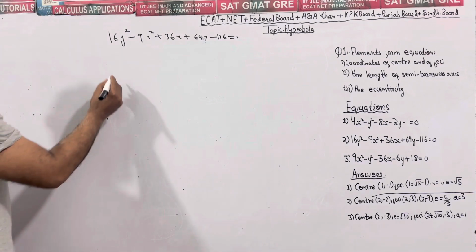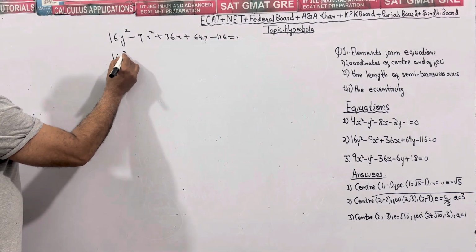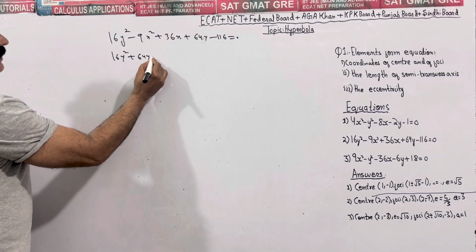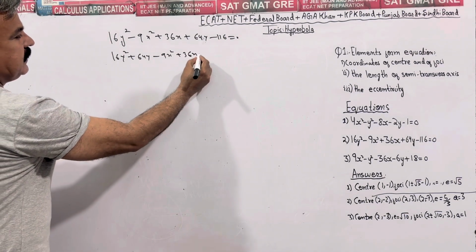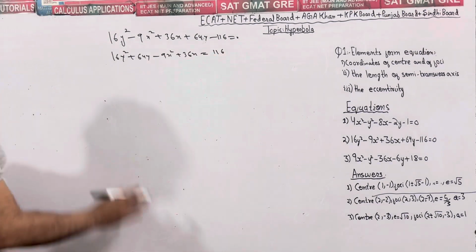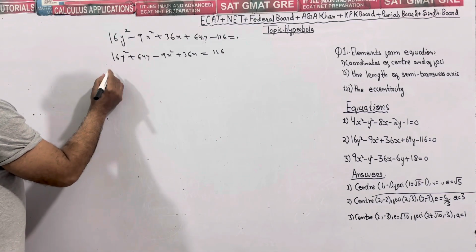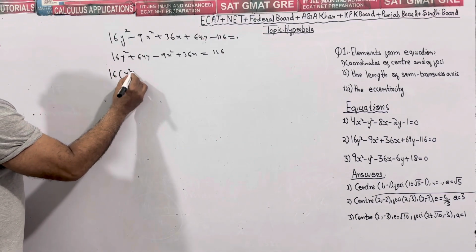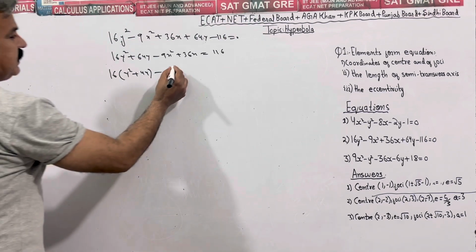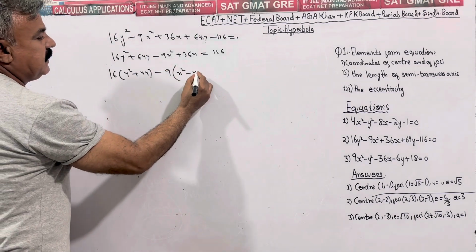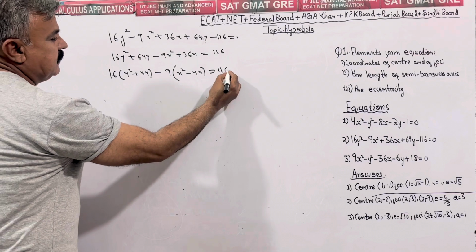Okay, cool. Collect the like terms to make them perfect squares. 16y square plus 64y minus 9x square plus 36x. Shift the 116 constant term over there. Make the coefficient of y square positive 1 by taking 16 common: y square plus 4y. Taking 9 common, making the coefficient of x square 1: x square minus 4x is equal to 116.